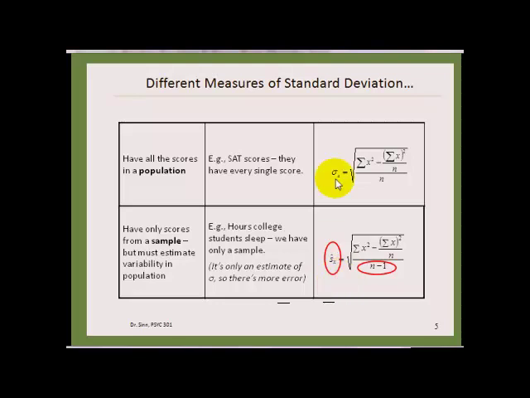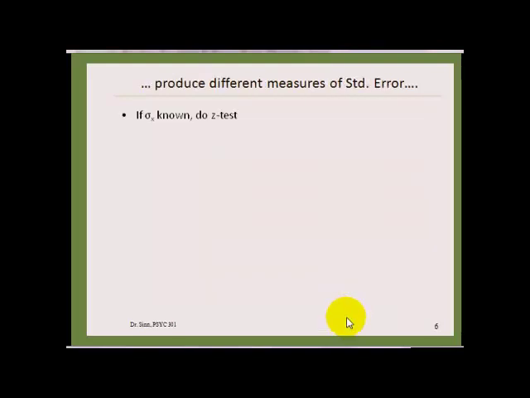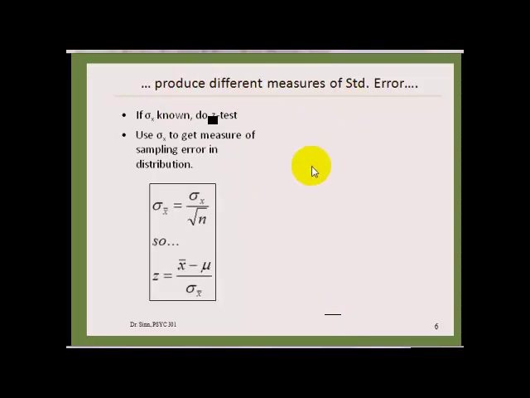And again, you'll notice the main difference here, if it's an estimate, we're using the S formula and it has the n-1. So this is the land of z-tests, this is the land of t-tests. All right, so we have to have a different measure of standard error. If standard deviation is known, you can do a z-test because you can calculate standard error as a population parameter. Shazam, you get z with that measure of standard error down here.